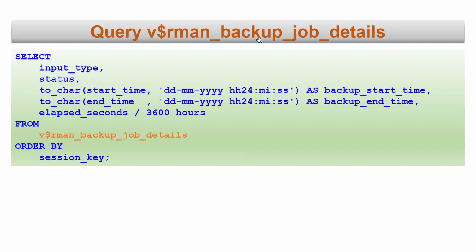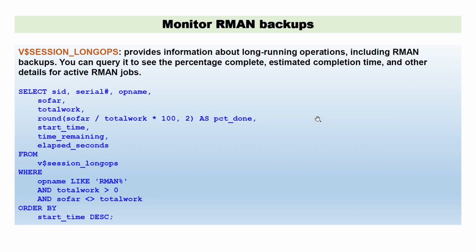So in V$RMAN_BACKUP_JOB_DETAILS, you can see the input type, status, when the backup started, when the backup ended, how much time the backup took, etc. You can get all of this information from V$RMAN_BACKUP_JOB_DETAILS. You can also use V$SESSION_LONGOPS. V$SESSION_LONGOPS is a view which provides information about long running operations, including RMAN backups.